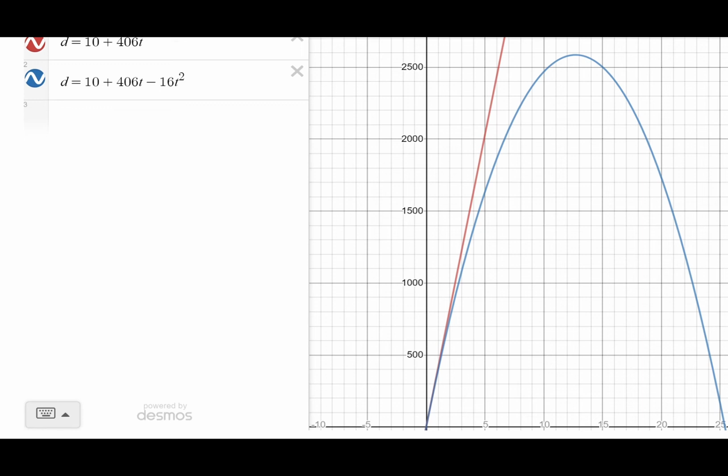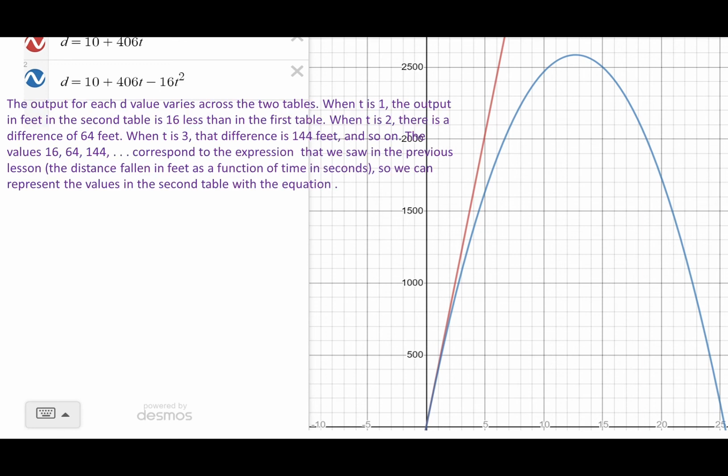We're going to make some observations. First of all, the output for each d value varies across the two tables, across the two functions. When t is 1, the output in feet in the second table is 16 less than the first table. When t is 2, there's a difference of 64 feet. When t is 3, that difference is 144 feet and so on.